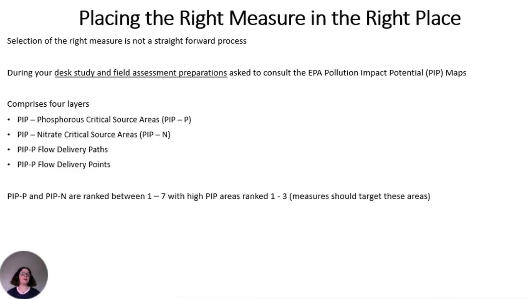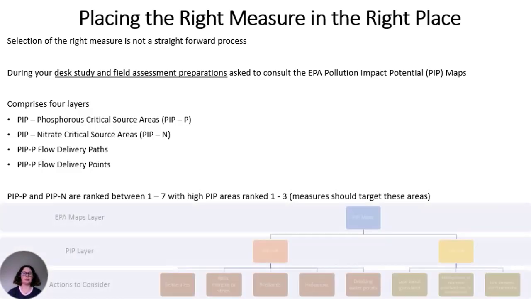So PIP phosphorus and nitrate are ranked between 1 and 7, where a high PIP is classified as a ranking between 1 and 3. So these areas are the areas really that we're looking to target, particularly if you're unsure of what section of the river to look for. If you have sections of your river along your field boundaries that are ranked 1 to 3, then these would be the areas you would be focused on.